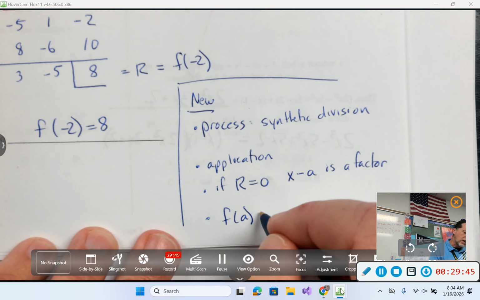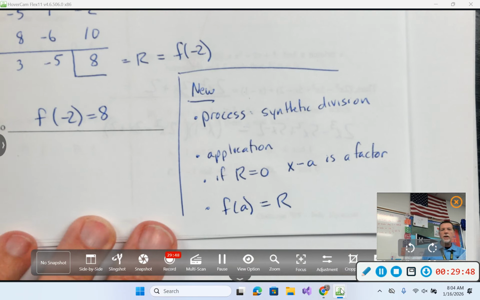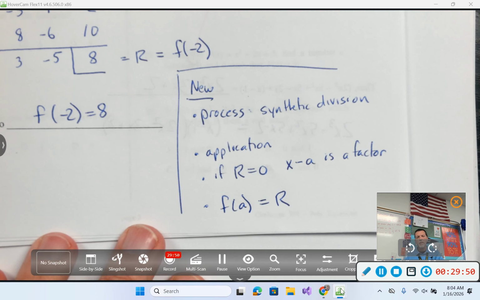And then the second thing is f of a equals the remainder. Or it might be better to even phrase that the other way around. Whatever you get for the remainder tells you f of a.